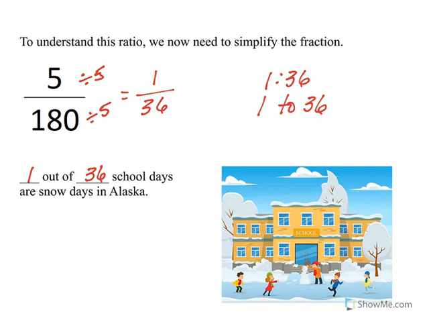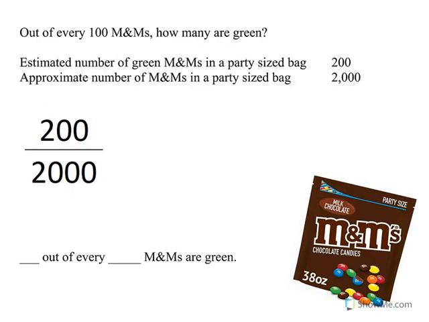Let's take a look at our next example. Out of every 100 M&Ms, how many are green? Estimated number of green M&Ms in a party-sized bag is 200. The approximate number of M&Ms in a party-sized bag, 2,000.